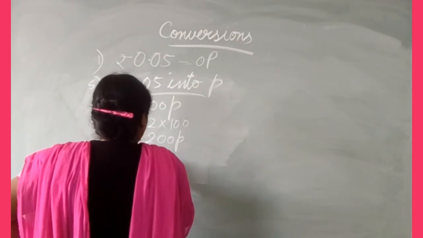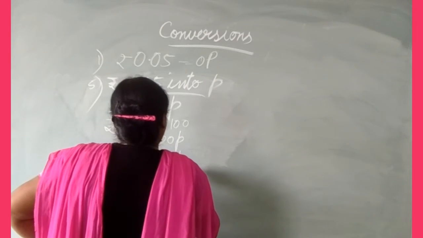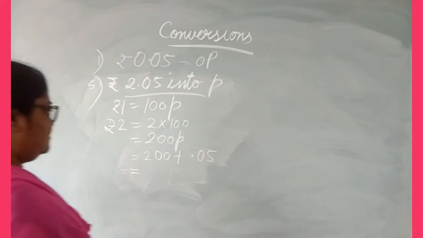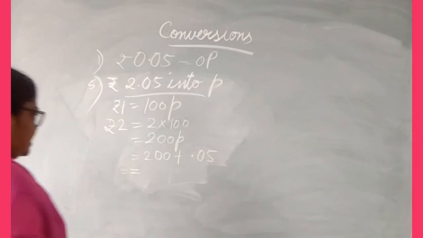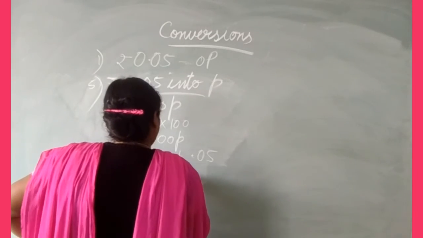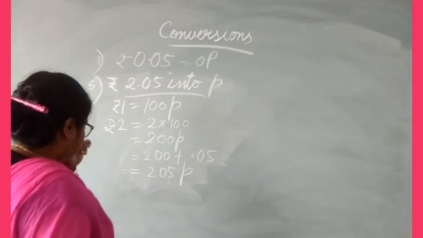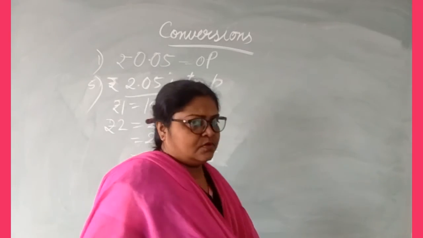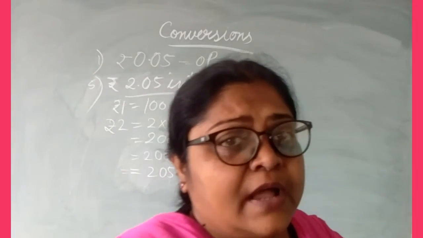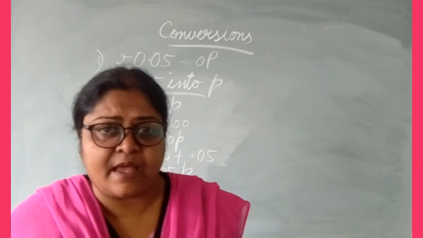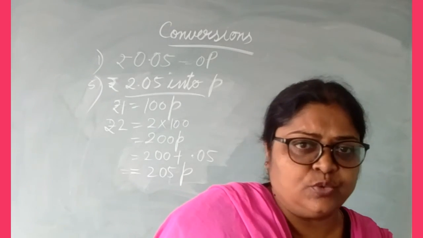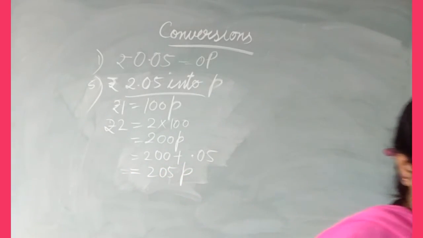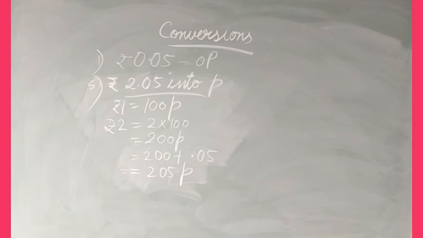So 200 plus 05, you will add this. What you will get here? 205 paisa. Okay. So what you have learned today? Today you have learned more sums about how you will change rupees into paisa. More examples I have given you. So last example, once again we will see what I have written there.